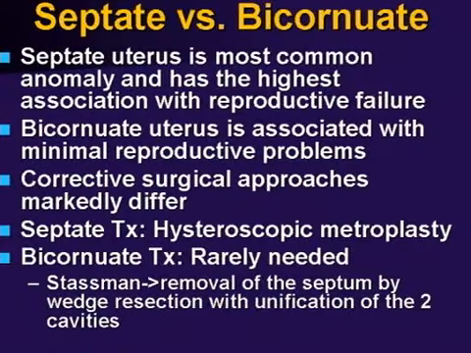So once again, septate is actually the most common anomaly and unfortunately has the highest associated risk of reproductive failure. The difference in surgical procedures are that the septate uterus can be managed hysteroscopically with removal of the septum, depending how extensive that septum is, whereas the bicornuate may not need treatment at all, and if so, it would need a more extensive procedure.